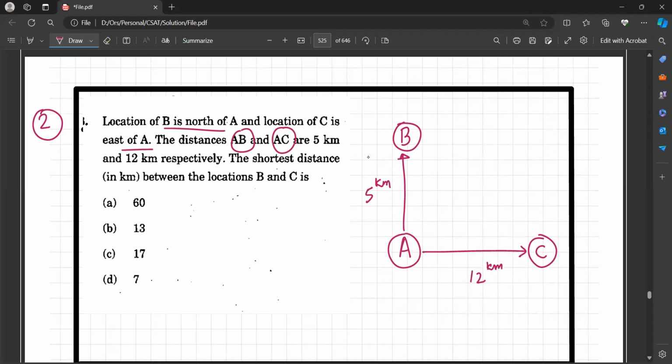The shortest distance in kilometers between the locations B and C. Direct use of Pythagoras theorem, that is 5 square plus 12 square, under root, equals 13. So the answer would be 13. Got it? Proceeding to the next problem, that is question number 3.